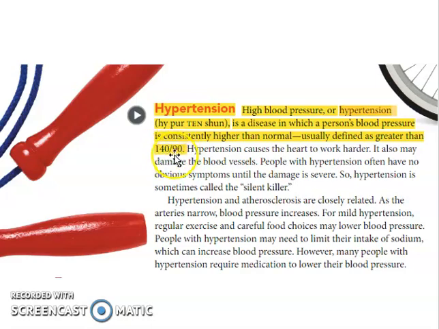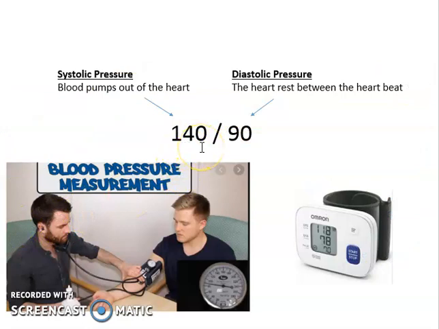Okay, what does it mean? This number will tell us the following. 140, in medical term, is the systolic pressure. What does it mean? Systolic pressure is the blood pumps out of the heart. This number represents the number of blood pumps out of our heart. And then the other number here is called the diastolic pressure. This is the force of the heart rest between the heartbeat. So blood pressure has two forces. The first force is the blood pumps out of the heart, and the second force is called the heart rest between the heartbeat. Okay?